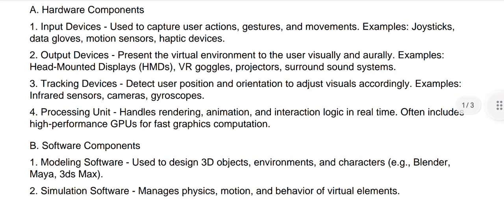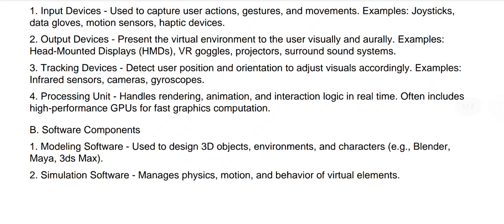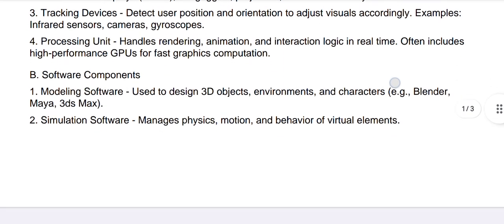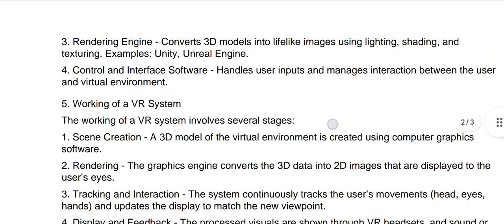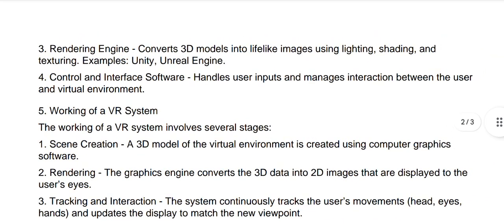Next are the software components. Modeling software is used to design 3D objects, environments, and characters. Simulation software manages the physical motion and behavior of visual elements. Rendering converts 3D models into images with lighting, shading, and texturing. Examples: Unity and Unreal Engine. Control and interface software handles user input and manages interaction between the user and the virtual environment.